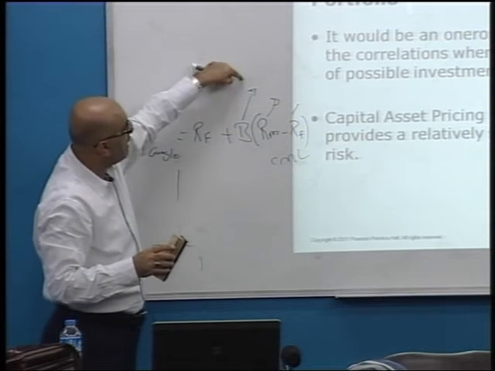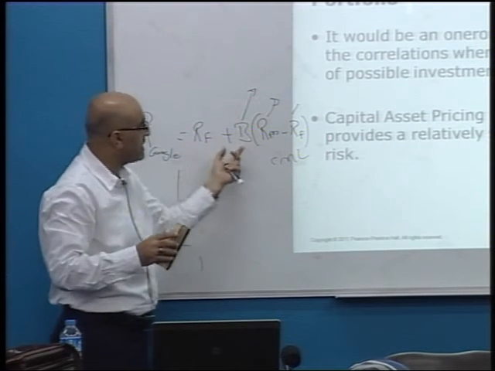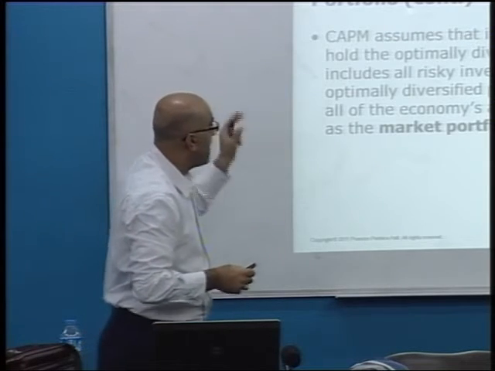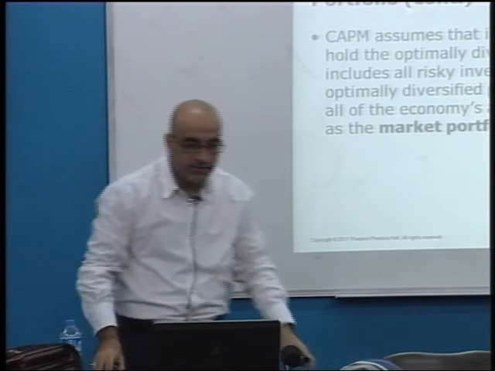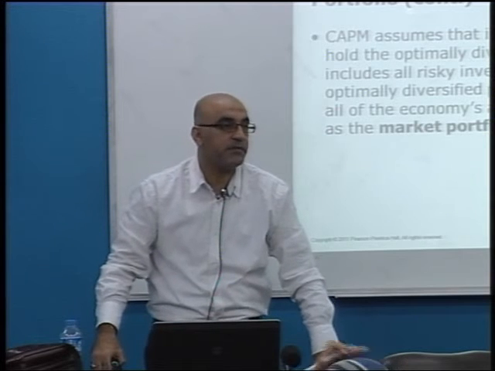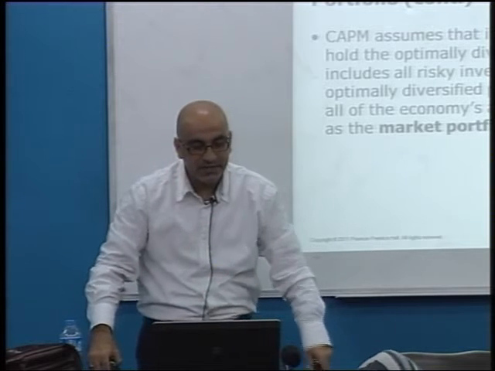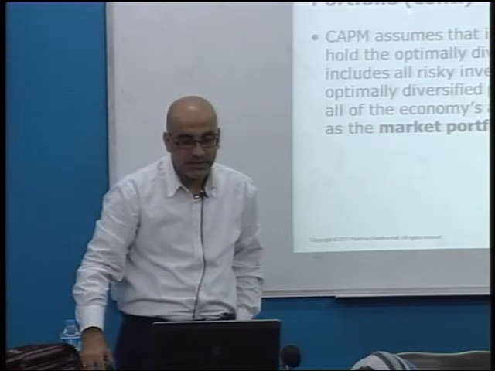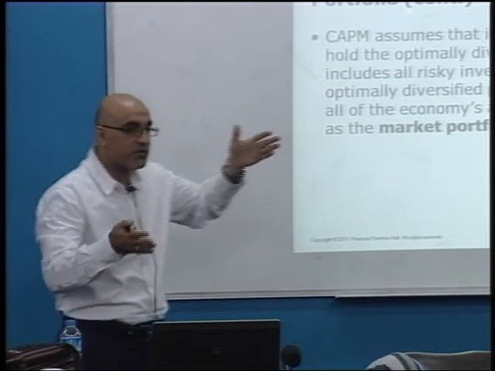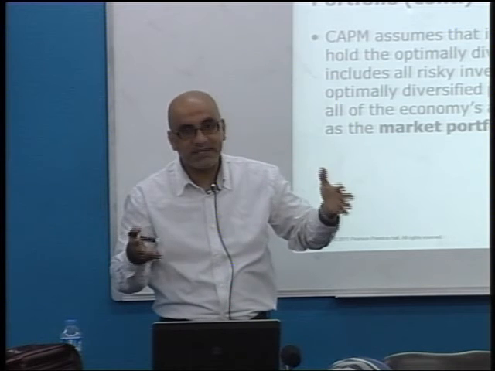So it means if we have higher beta, we have higher return for Google. If we have two stocks with the similar or same beta, we have the same return. CAPM assumes that investors choose to hold the optimally diversified portfolio that includes all risky investments. This optimally diversified portfolio that includes all of the economic assets is referred to as the market portfolio. The market portfolio is invested in all of the stocks. And all of these stocks are risky assets.